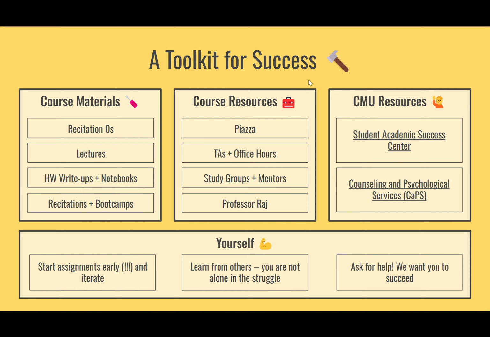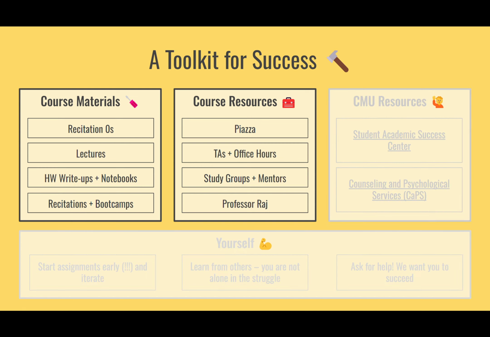Alright, in this video we'll be picking back up with the toolkit for success that we introduced in the last video and going through bit by bit to give a little bit more detail. So first of all, we want to focus on the course-related materials, both materials and resources.